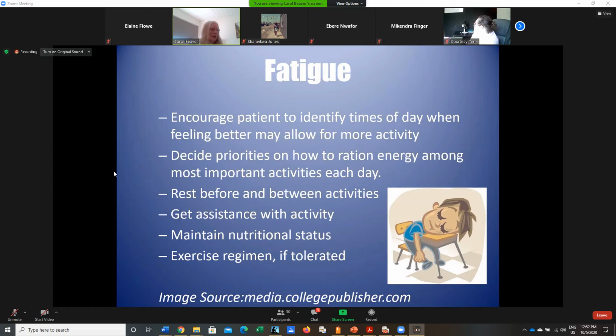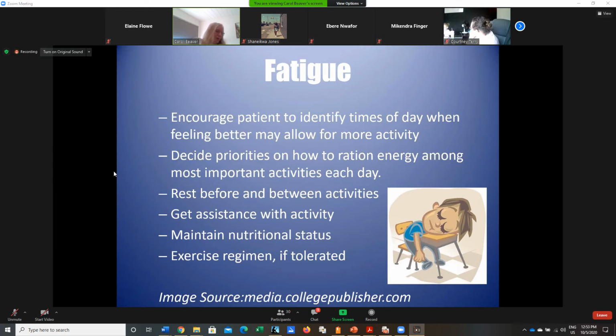So you encourage the patient to identify times of the day when they feel better, and that can allow you to allot your activity tolerance to certain things that you prioritize. There's some things that you think you just have to do. Is it really necessary, or what do you very much want to do? Make a list, and what is the most important thing that you want to accomplish today? So decide priorities on how to ration the energy among the most important activities, rest before and between activities, get assistance with activity, and maintain nutritional status and an exercise regimen if possible.